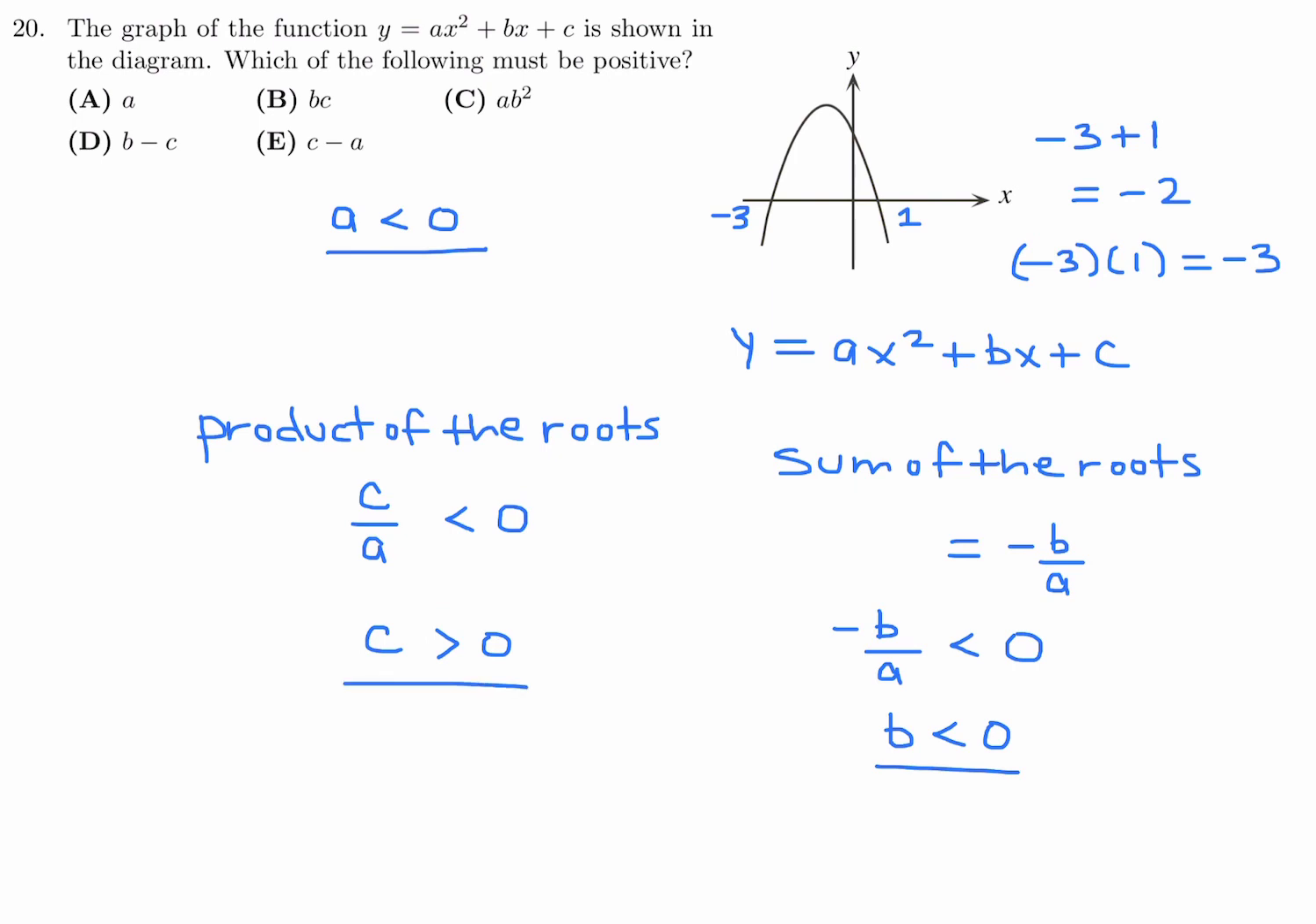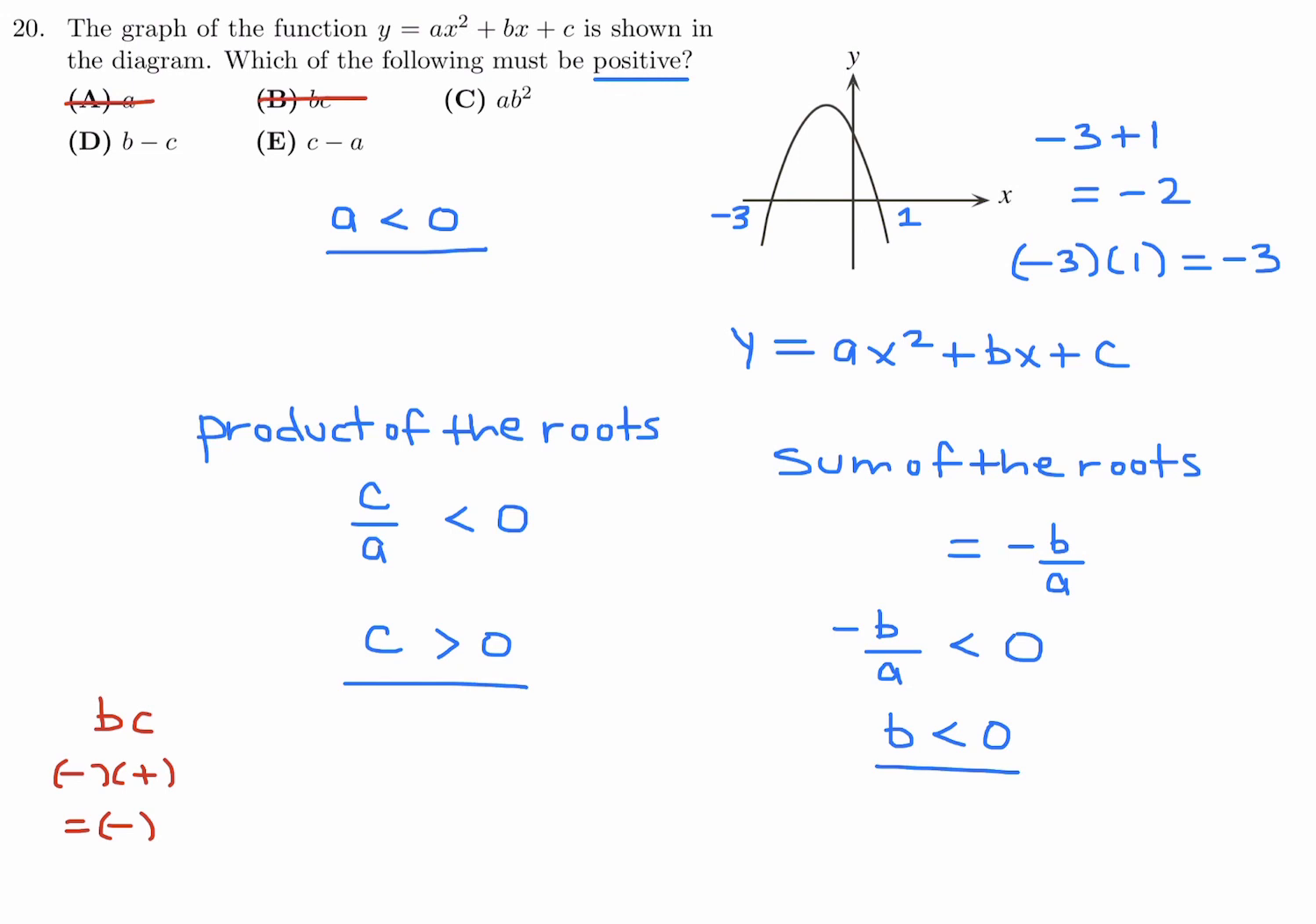Nothing too confusing about that. So we got a is negative, b is negative, c is positive. Now let's look at the answer choices. We have to find something that's positive. All right, here we go. A, well, a is negative, so it's not positive. B times c. B is negative, c is positive. So BC would essentially be a negative times a positive, and that is equal to a negative.